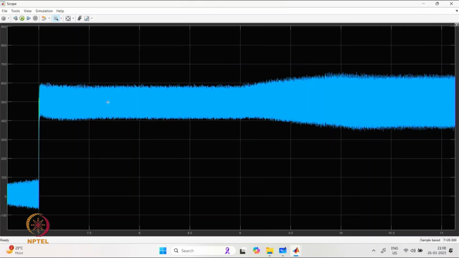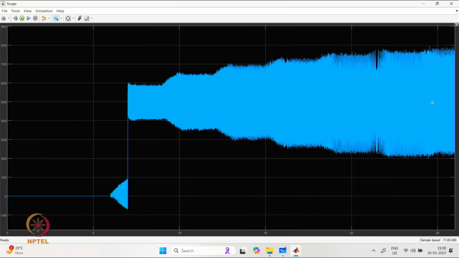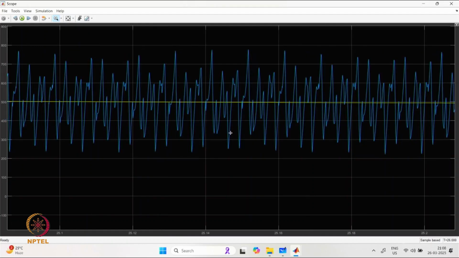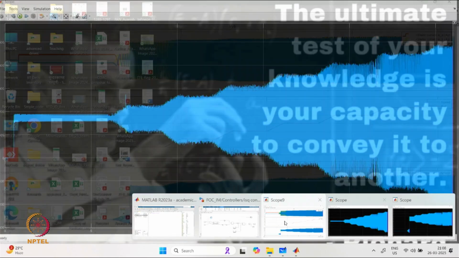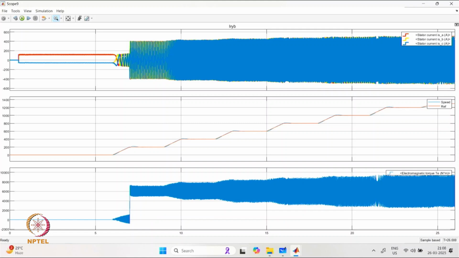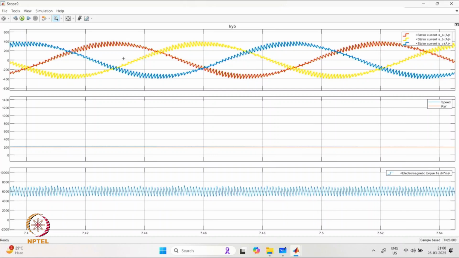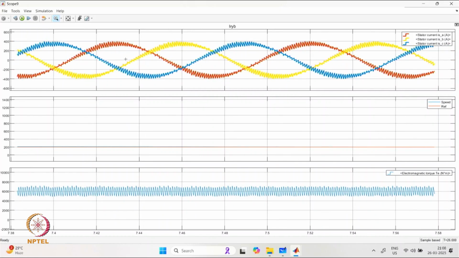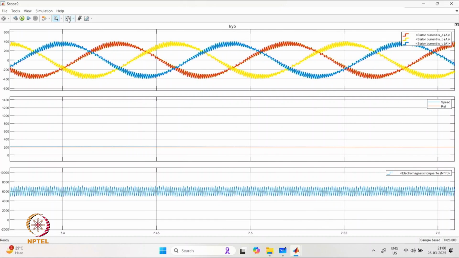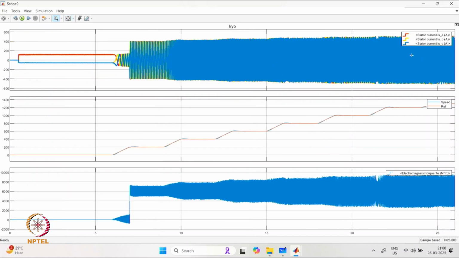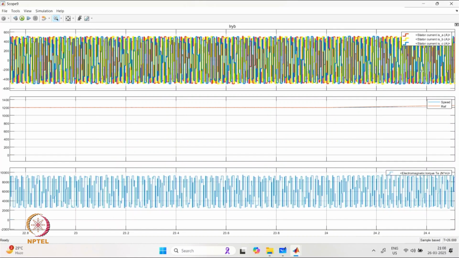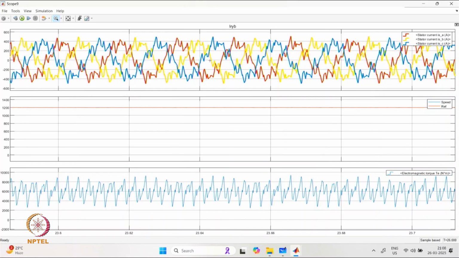And then the ISQ value is basically tracking that, with the amount of current ripple that is visible on the graph. Now if we see the three-phase current for the motor, we find that in the initial phase of the speed, the ripple is relatively not very high, and as we are progressing for the higher speeds, we can find that the ripple has become very high for the given system.